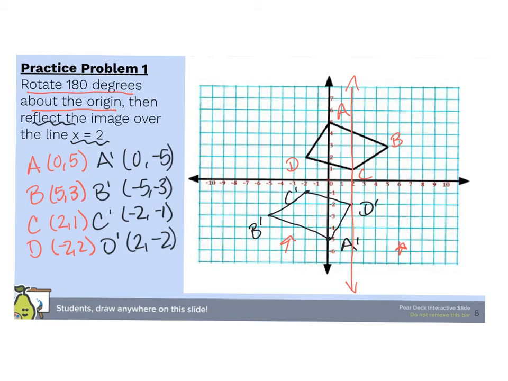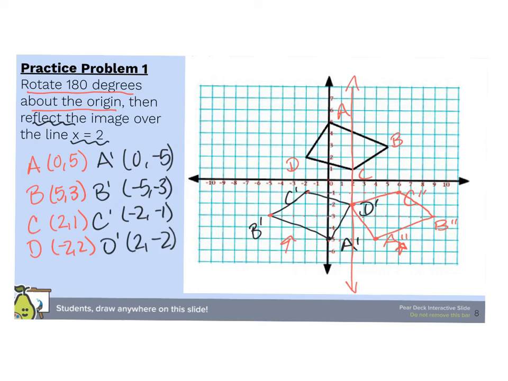So D is on the line, so it stays there. A is 2 spaces from that red line, so I'm going to count 1, 2 to get a double prime. B is 1, 2, 3, 4, 5, 6, 7, so I go 7 to the right. B double prime. C is 1, 2, 3, 4, so I go 1, 2, 3, 4. C double prime. So now the shape has been flipped over or reflected and ends up here.